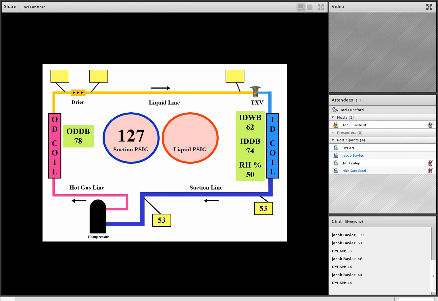Any questions or comments on superheat and what it's telling us about the evaporator coil? Is everybody good?